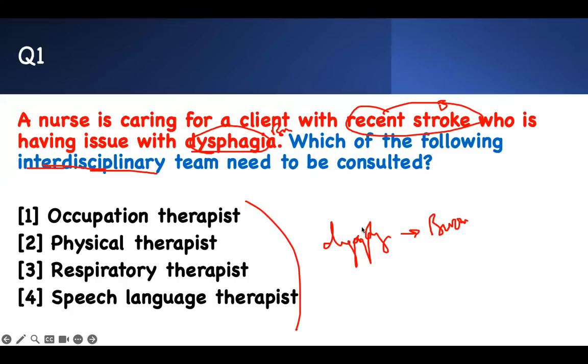I know occupational therapy deals with from the wrist down. Physical therapy, from the wrist up. Respiratory therapists deal with the lungs. The only person that deals with swallowing and dysphagia is a speech pathologist. Straightforward question. Don't struggle. When you see this kind of interdisciplinary question, it's a freebie. You should be able to answer it and move on. So number 4 is our answer.